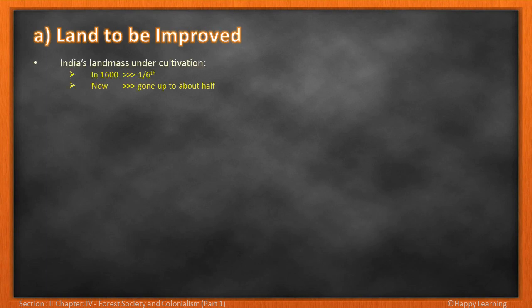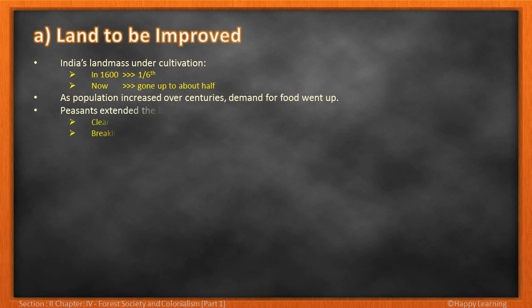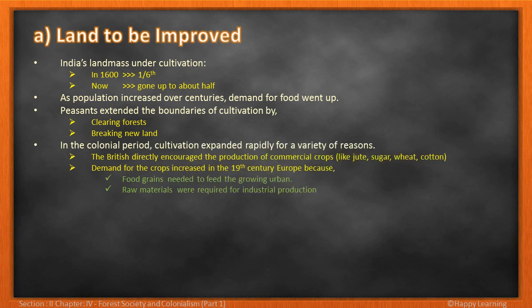Land to be improved. India's land under cultivation, in 1600, was 1/6 of the total mass. Now, it has gone up to about half. As population increased over centuries, demand for food went up. Peasants extended the boundaries of cultivation by clearing the forests and breaking new lands.